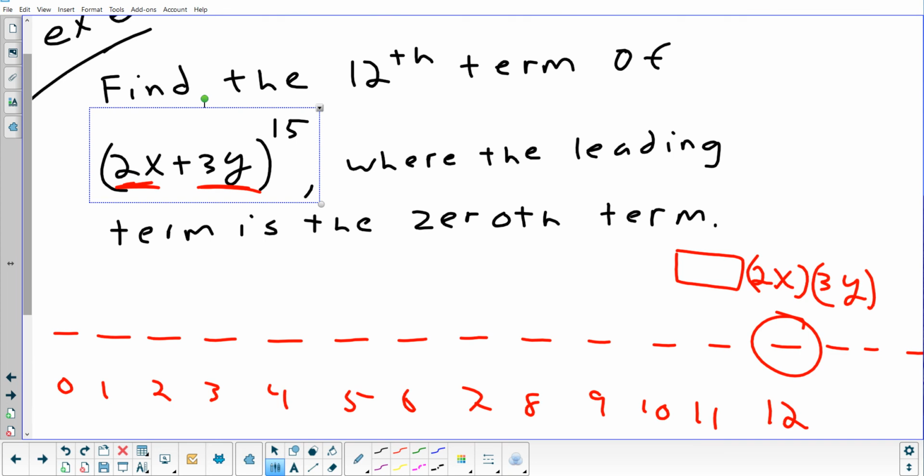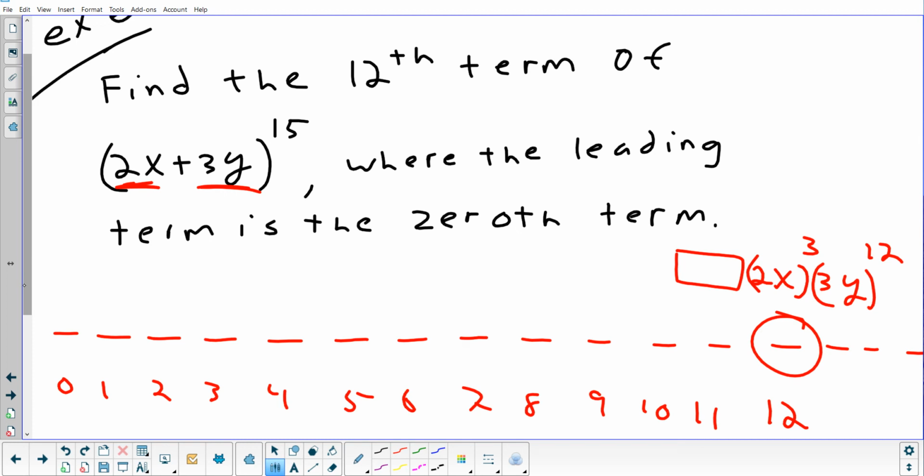This would be 2x to the what power? 15. Next one, 14, 13, 12, 11, 10, 9, 8, 7, 6, 5, 4, 3. So that's going to be 2x to the third, and it's going to be 3y to the 12th. You could always work backwards too, because you're closer to this end. That might be easier. This is going to be 3y to the 15th, 14th, 13th, 12th. Actually, that probably would have been better to work that way. But we got that. We'll come back to that.